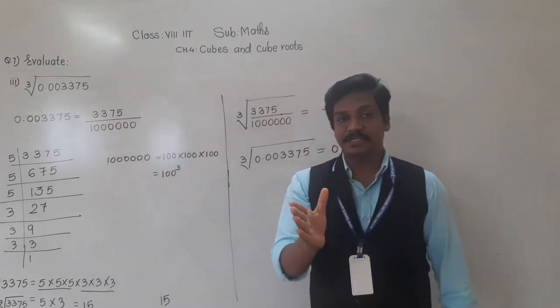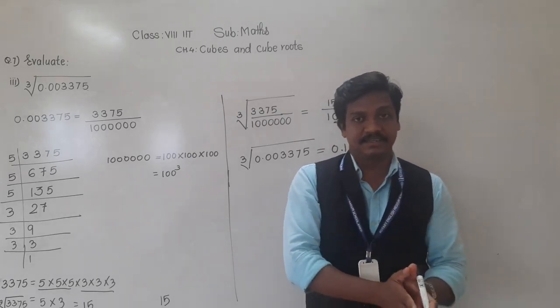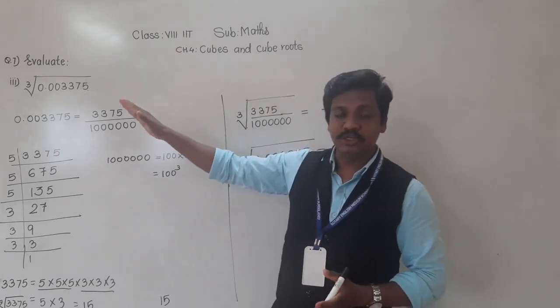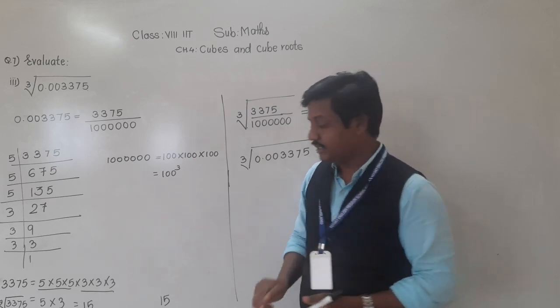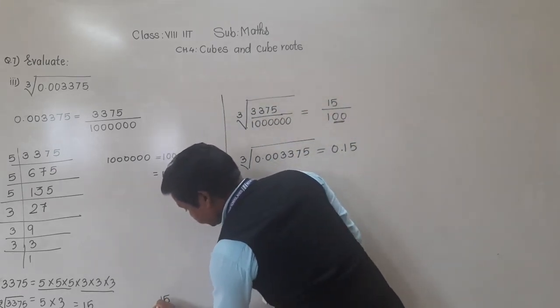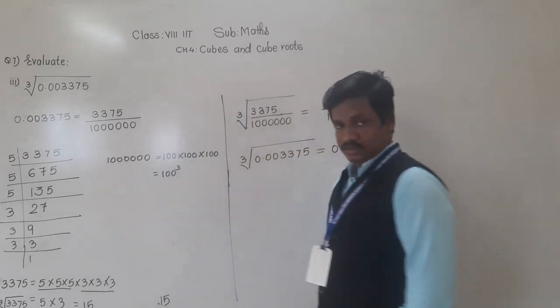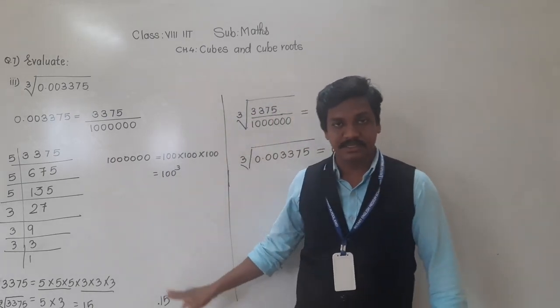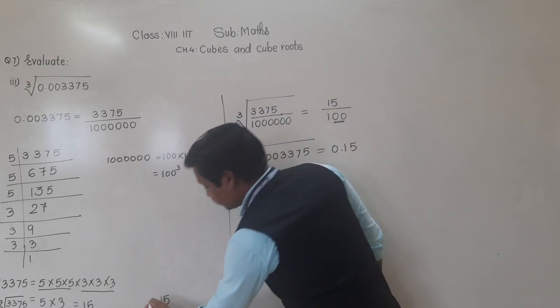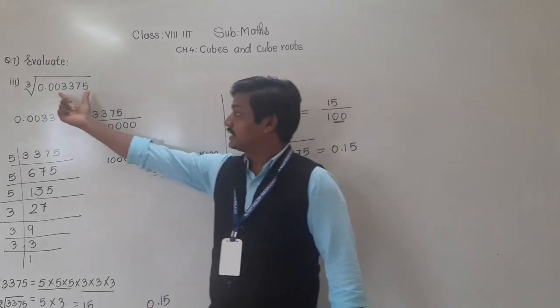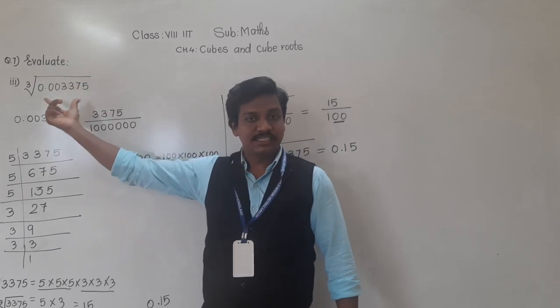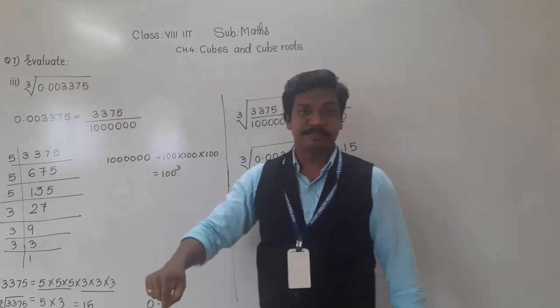So those 6 decimal places we have to divide by 3. Since it is a cube root, divide those 6 decimal places by 3. So 3 2s are 6. That's why in the cube root there must be 2 decimal places. There should be 2 decimal places in the cube root. So automatically here we got 0.15. Understood? There are 6 decimal places, so those 6 decimal places are divided by 3.